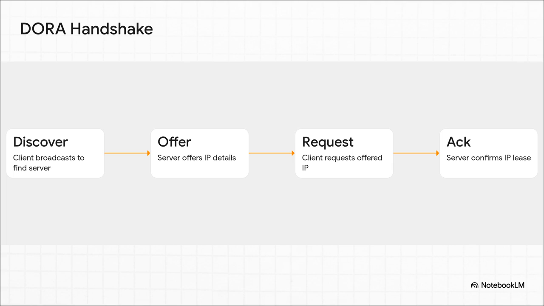First, your device sends out a Discover broadcast. It's basically shouting, "Hey, are there any DHCP servers out there?" The server then replies with an Offer, presenting an available IP address. Next, your device sends a Request, claiming that specific IP. And finally, the server responds with an ACK, an acknowledgement, officially assigning the lease to your device. This entire DORA handshake happens completely invisibly, literally in mere milliseconds.